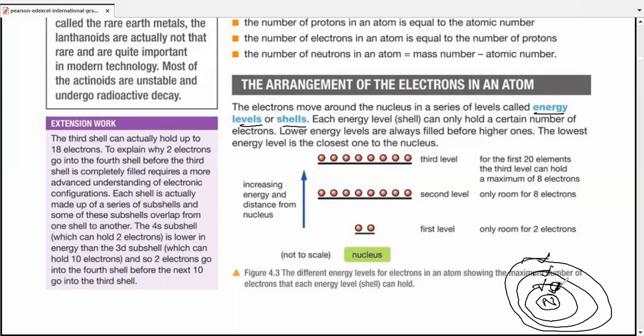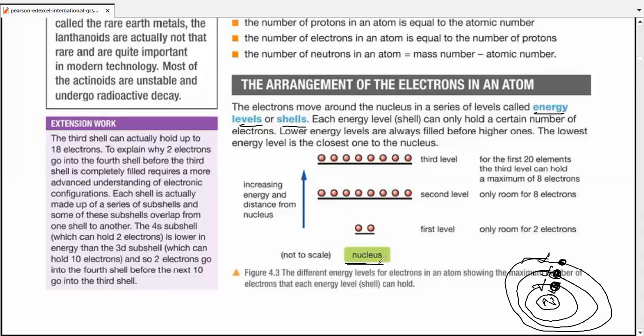This one is the closest to the nucleus. This one would be filled first. When this is completely filled, we'll start filling the second one. When this one is completely filled, we'll start filling the third one. So we go from the closest to the nucleus, all the way to the shell which is farther from the nucleus.